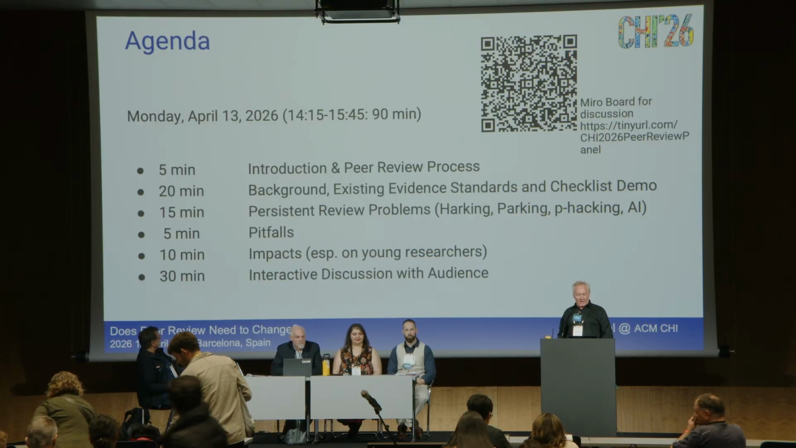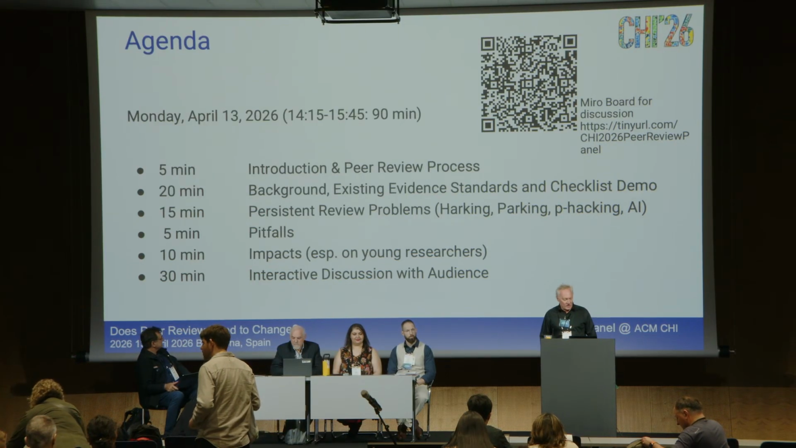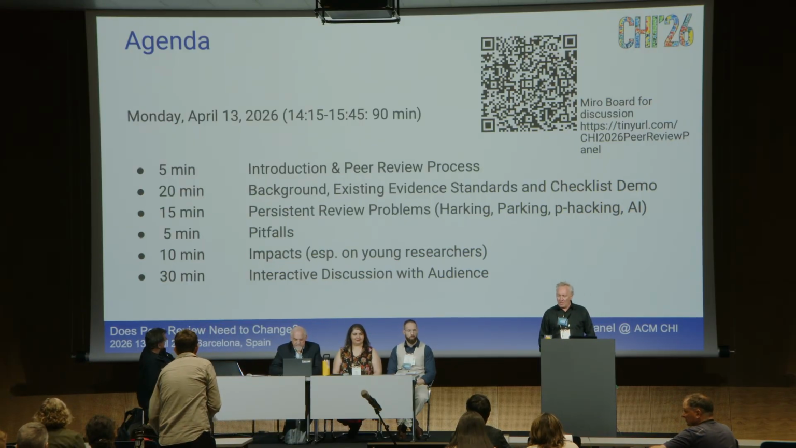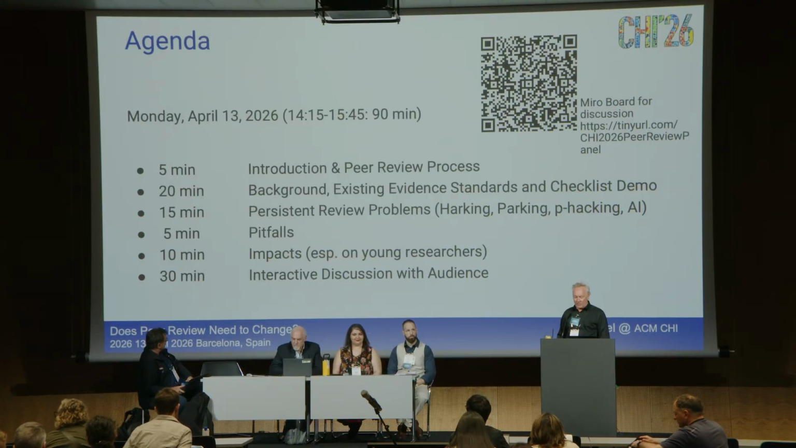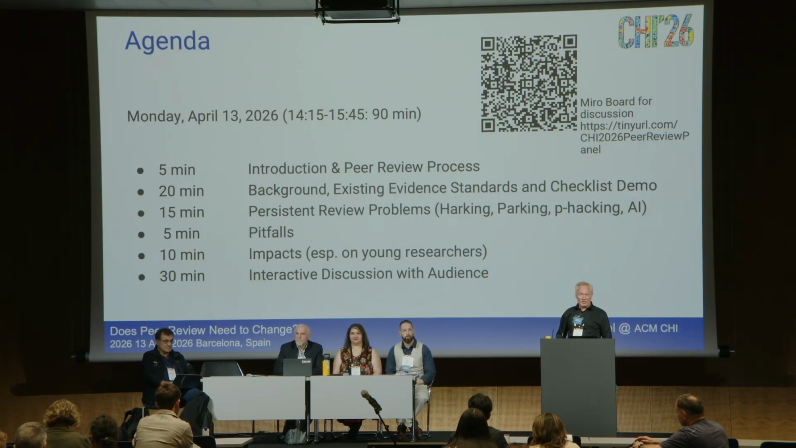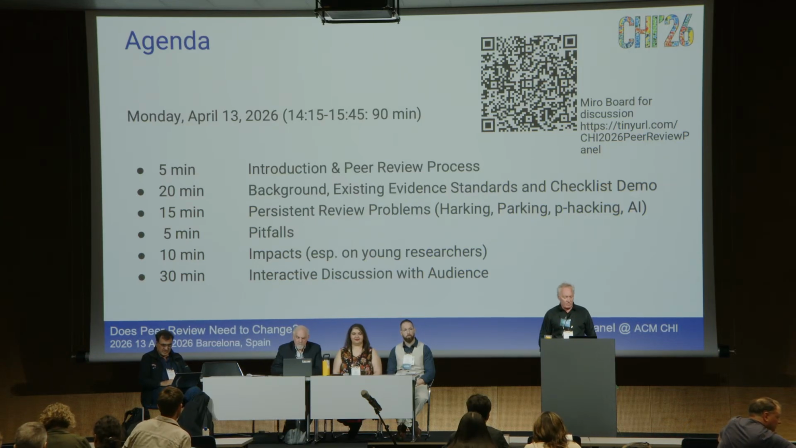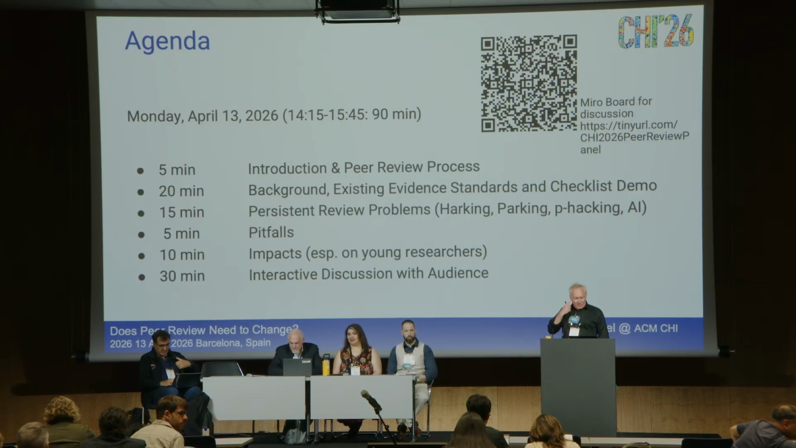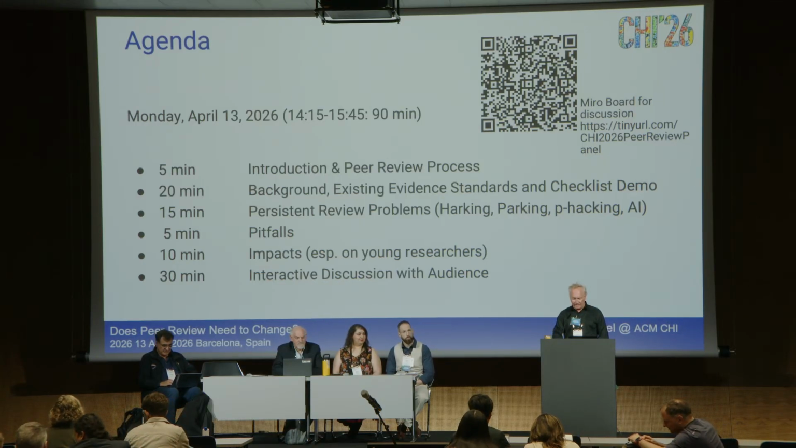All right, moving along, here is our agenda for today. I'm going to do a quick intro, then we'll look at what the checklists are and the demo coming up. We're going to discuss peer review problems, and there's also a discussion board up here, a Miro board. If you point your phone to it, you can feel free to add stuff to it. There are 5 broad topics: AI, science, peer review, and a couple of others. Then we'll talk about pitfalls, impacts, and then we'll do the discussion towards the end of the panel.